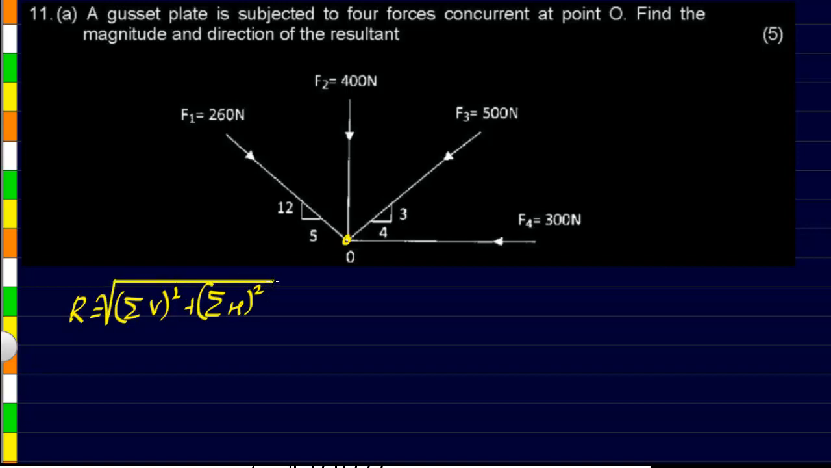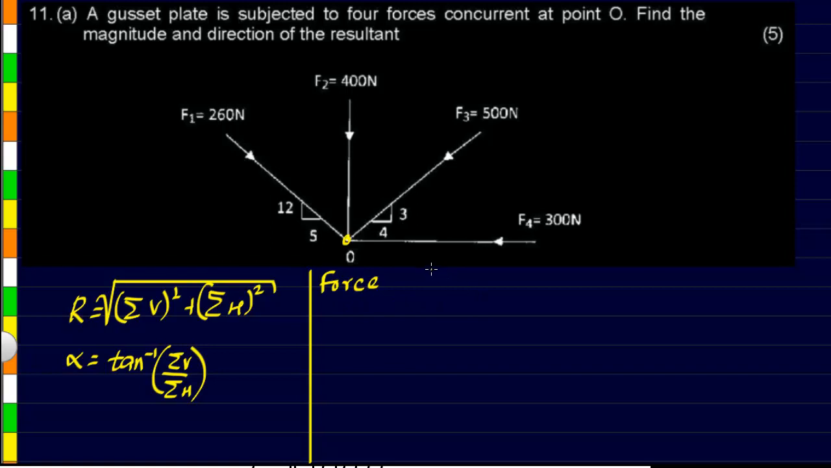So this will give us the magnitude of the resultant, and the direction will be given by this formula, theta equals tan inverse of sigma V by sigma H. So these are the formulae we'll be using here. So let us start. First we'll have to put a table wherein we'll put the force diagram, and then we'll take the vertical components.